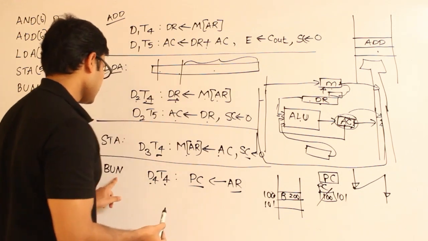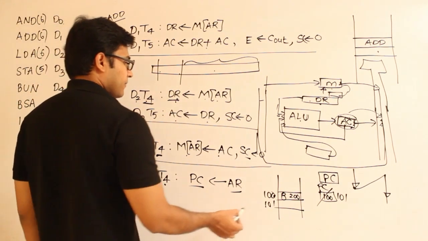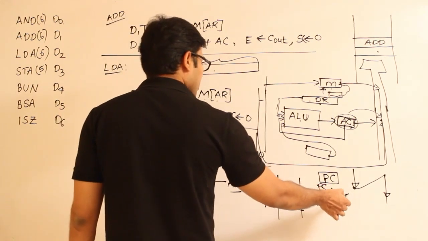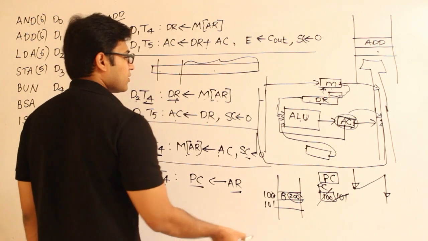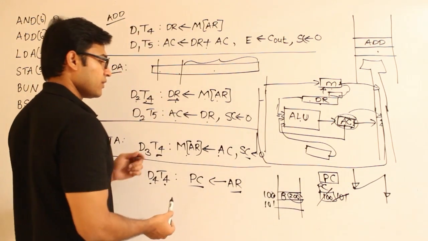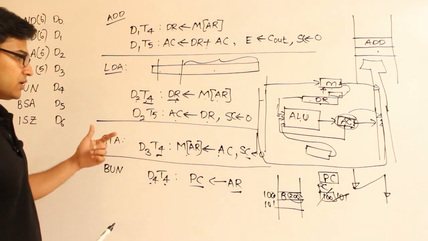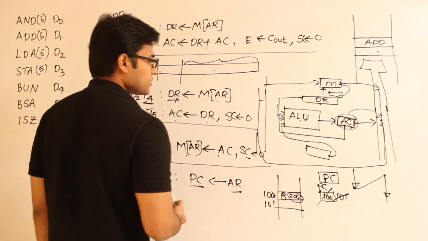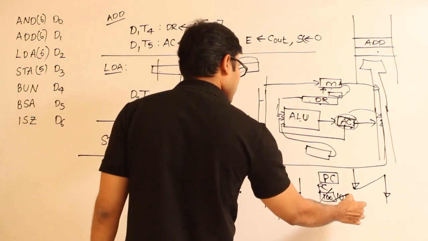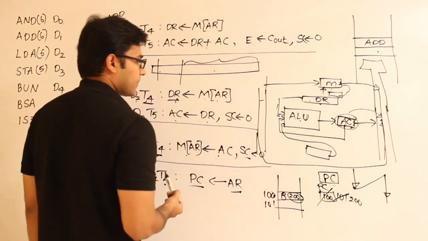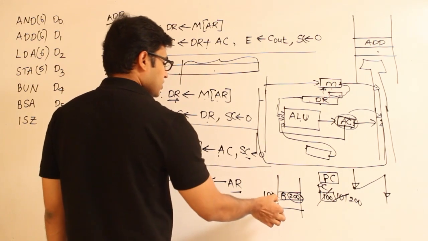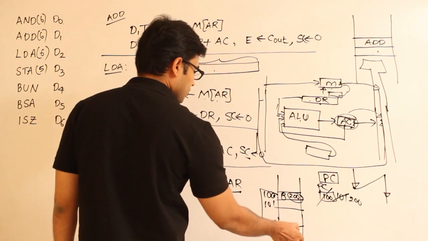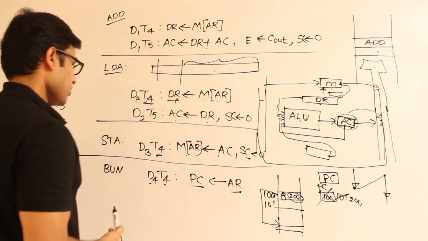But now because of this unconditional branch, if it is a direct address which is provided, then the program counter is loaded with what is present in AR. 200 is already present in AR during the T3 or T2 phase, depending on whether it is direct or indirect address. Therefore we are going to write 200 into the program counter, and so the next instruction will be fetched from 200. That is how we are going to branch.